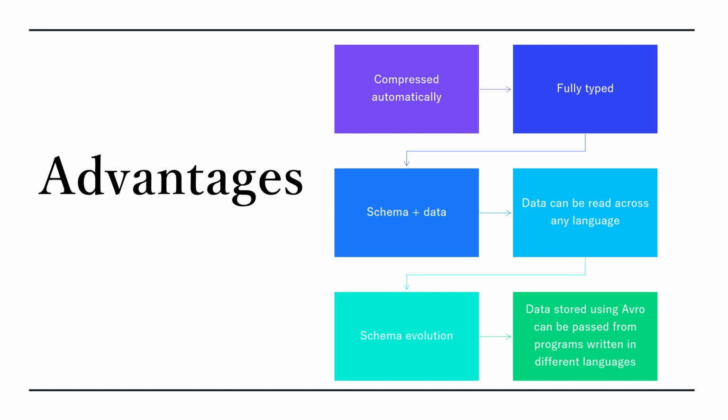And Avro allows you to do schema evolution. The reason being, Avro contains its own schema, so it is easier to interpret the data even if the schema evolves. Now, since Avro supports read through many languages, data written in Avro files can be passed from one program to another with different languages. One program can be written in one language, the other in another language. But it is possible to read data between these two programs using Avro files.